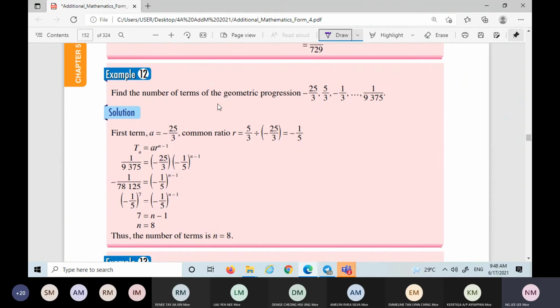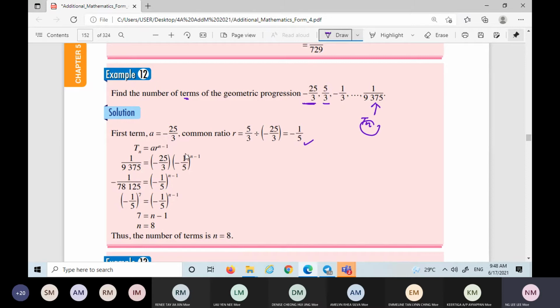Example, find the number of terms of the progression, this one. Find the number of terms means I will set the last term as Tn, then find n. This is what I'm going to do. Before that, always you will need A and R. So this is the A. The R is the second term, 5 over 3, divided by negative 25 over 3. Then you press the calculator. This is what you get.